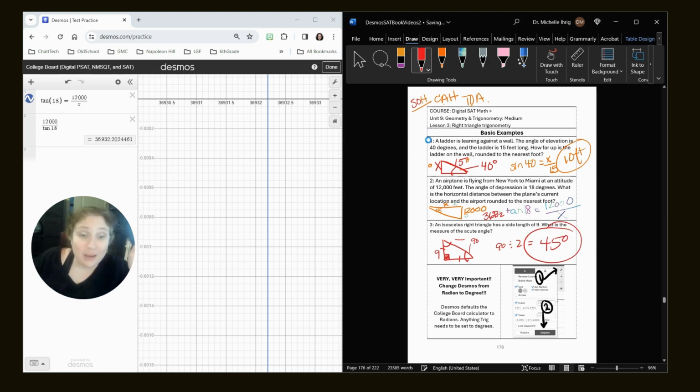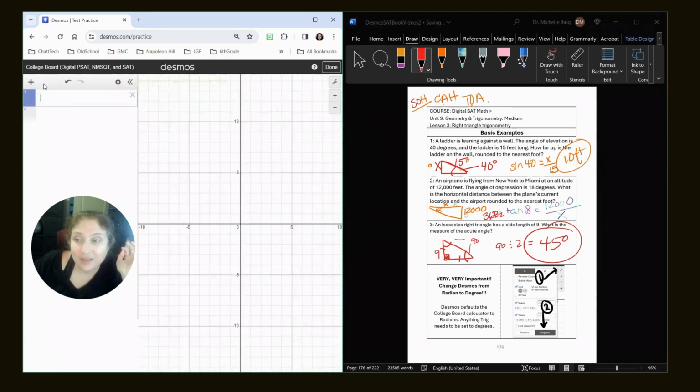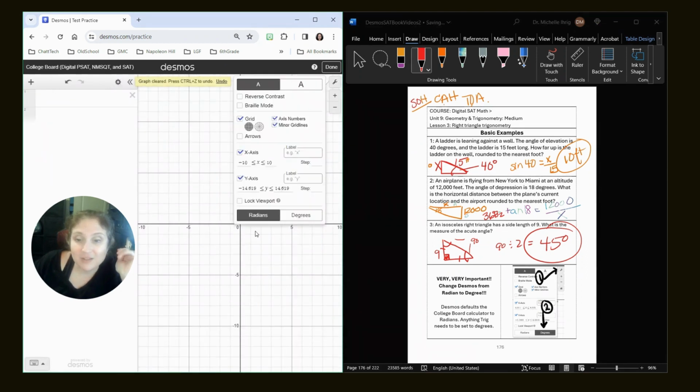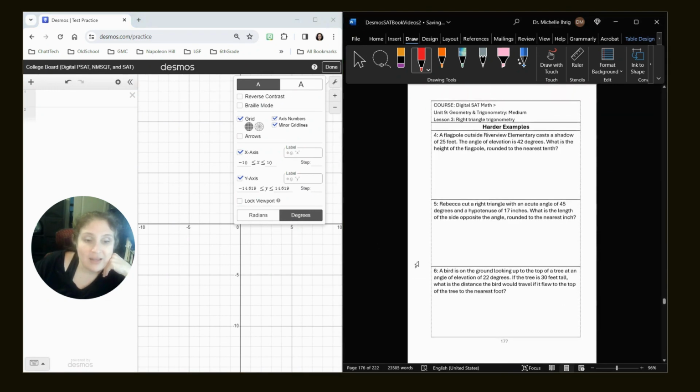Okay. I'm going to keep the calculator in Desmos. Actually, let's see what happens. When we hit the gear and delete all to recenter, it does put us back at radians. So if you use the gear tool, make sure you go back to degrees anytime you have trig.